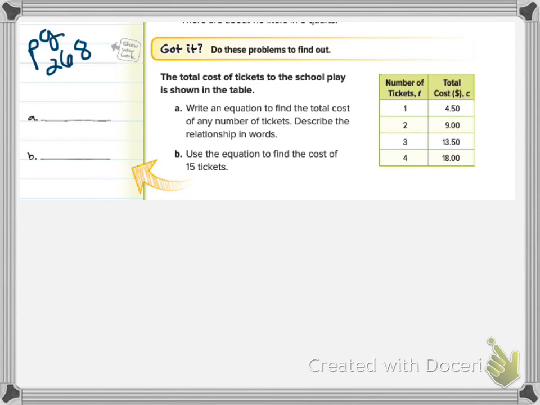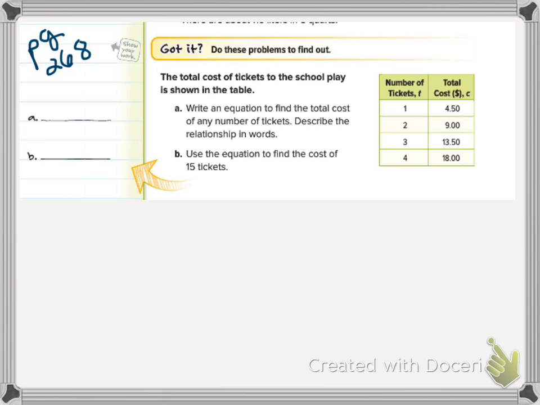So in the Got It problem, we're asked to kind of apply these things from the examples. So we've got a chart, we've got the number of tickets and the total cost. And for part A, we're asked to write an equation to find the total cost of any number of tickets and describe the relationship in words.